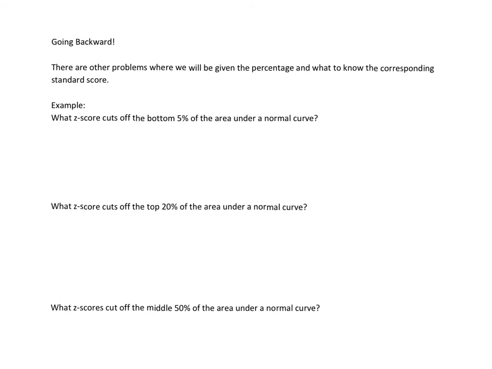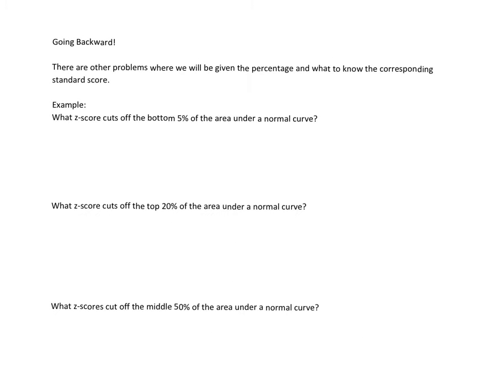So we can also go the other direction. So you're given a percentage and we want to know what the corresponding z-score is. So what you're doing is you're given the area and you want to find your z-score. So we want to know what z-score cuts off the bottom 5% of the area under a normal curve.